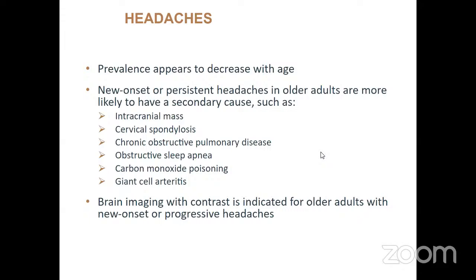Now we come to the topic of headache, which is the most common, and the prevalence appears to decrease with age. New onset or persistent headache in older adults is more likely to have a secondary cause, such as any intracranial mass or tumor, spondylosis, COPD, obstructive sleep apnea, which can present with headache and fatigue, carbon monoxide poisoning, and giant cell arteritis, which is a vasculitis. So in older adults, always do brain imaging with contrast if patients develop headache with new onset or progressive headaches.